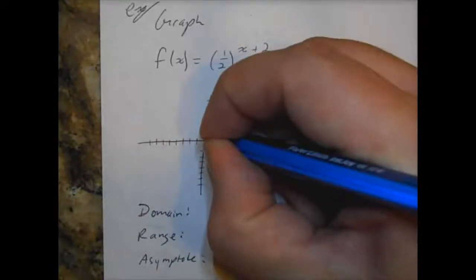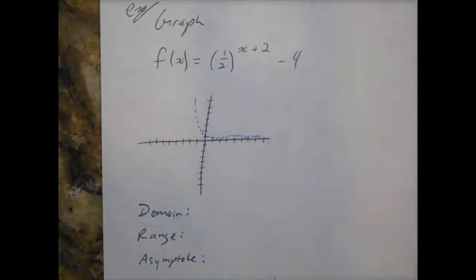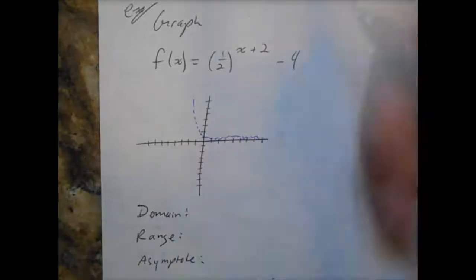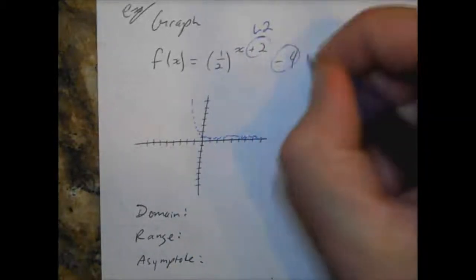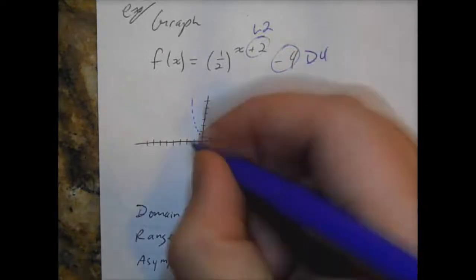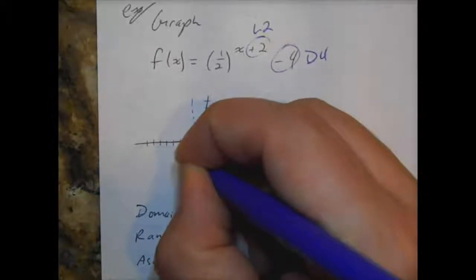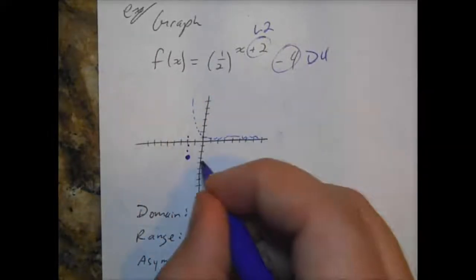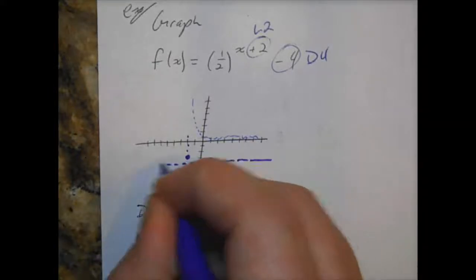So we have 1/2, which should be a decay, so I will do something like that. Move it left 2 and down 4. That's what those two things do right there. So if I move it left 1, 2, down 1, 2, 3, 4, that point is there. My asymptote moved down 4 and left 2 would be right there.